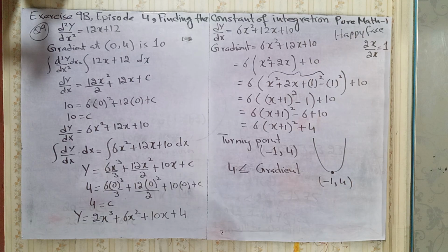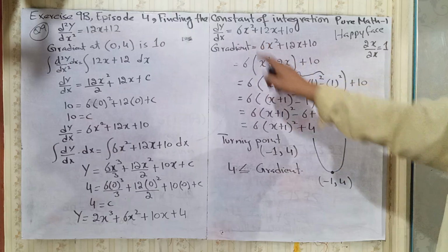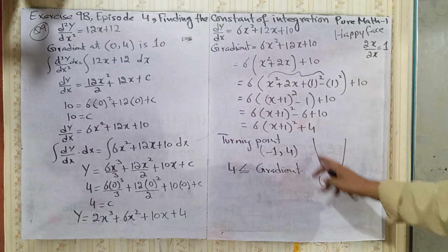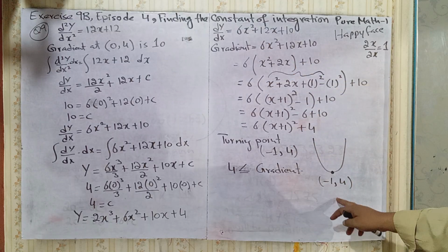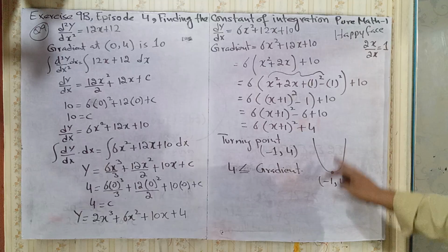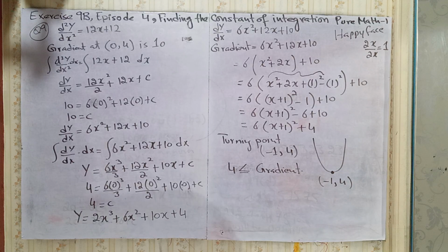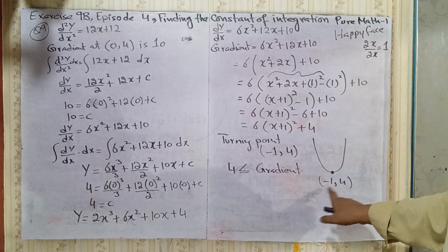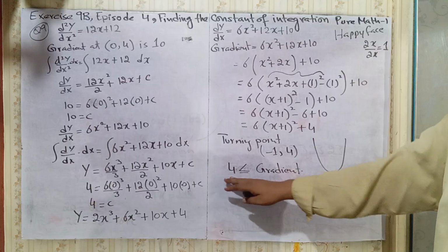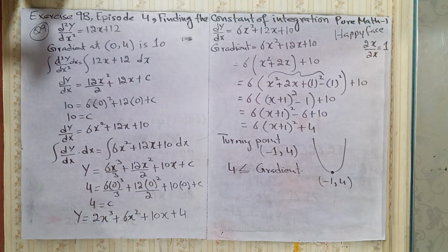So this is the curve for the gradient. You see the gradient's curve shows that the gradient will never be less than 4. So the gradient is always 4 or greater than 4. So this is what they have asked us to prove.